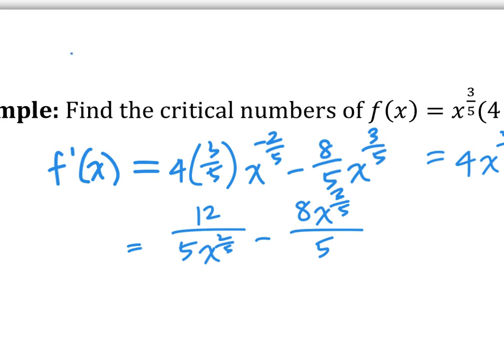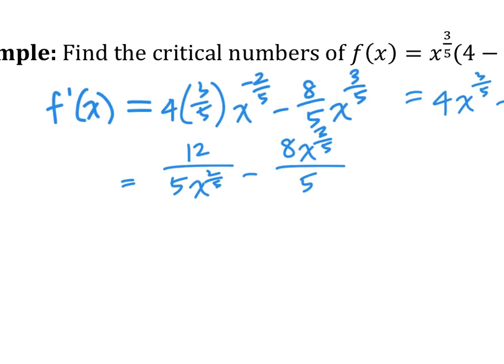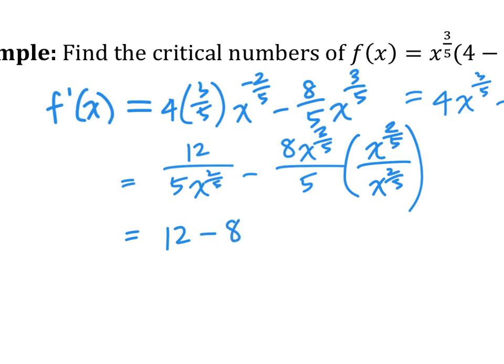All right, I'm going to combine them into one big fraction because I am checking for what makes the derivative equal to 0, what makes the derivative undefined. So I need it to be a rational function. All right, so that just means I need a x to the 2/5 top and bottom here. So then I can add the two together. So 12 minus 8x, and then you have x to the 3/5 times x to the 2/5, that is just x, over 5x to the 2/5. All right, this is the derivative.